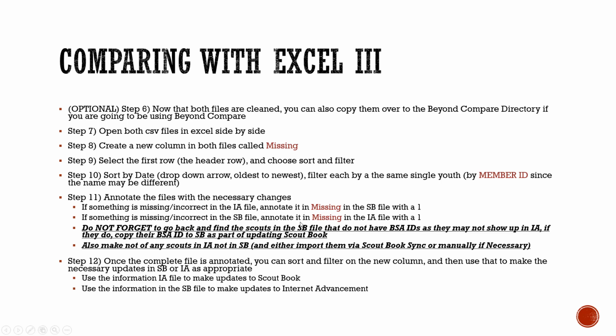So find the Scouts in the ScoutBook file that don't have a BSA ID, as they may not show up in Internet Advancement. If they do, copy their BSA ID to ScoutBook as part of updating ScoutBook, and vice versa. Also make note of any Scouts in Internet Advancement and not in ScoutBook. Either import them in ScoutBook Sync or manually if necessary. So make sure you're aware of these differences.